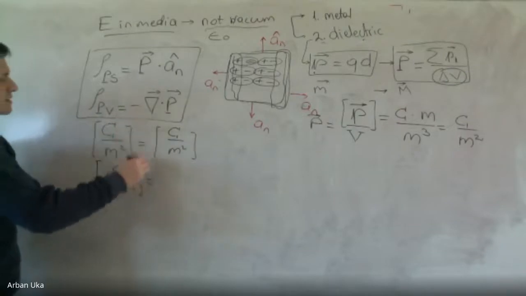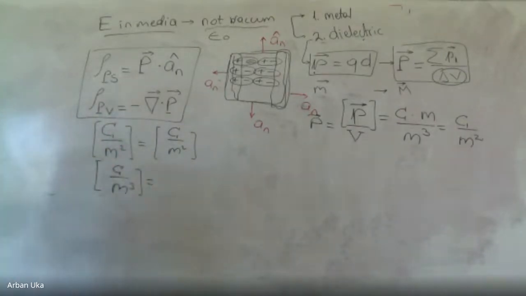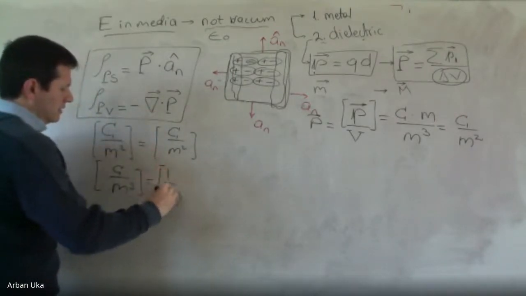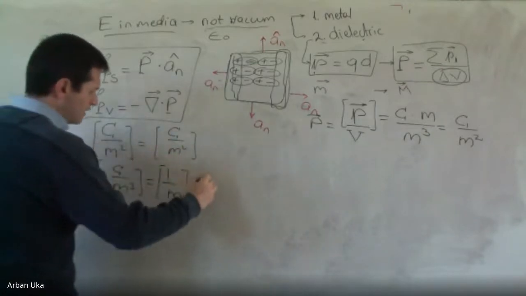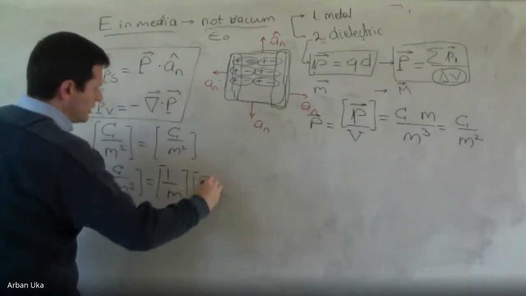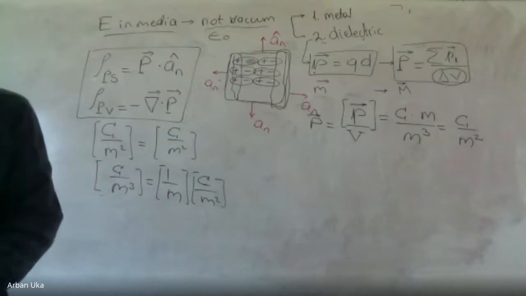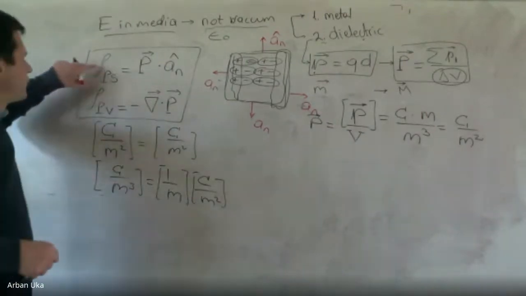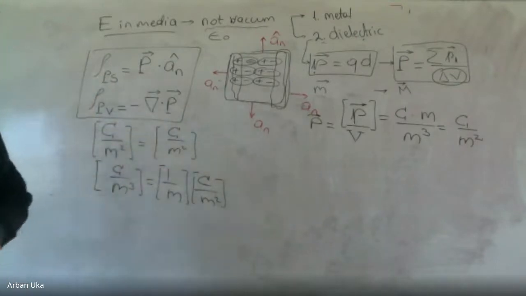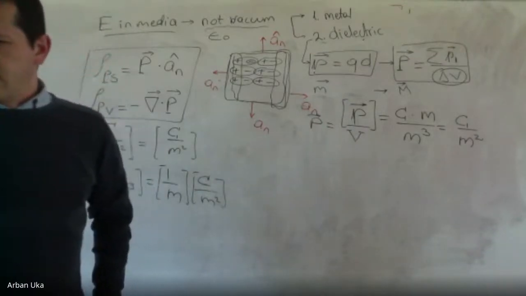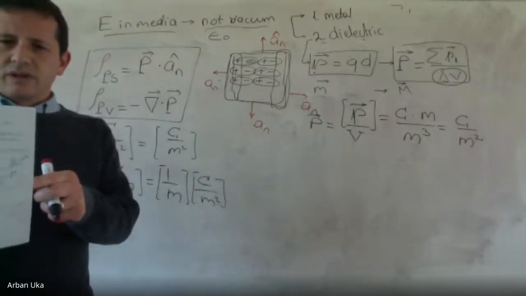and this is equal to minus, let's leave the minus sign out, we are just considering the units, the unit of the del operator is 1 over m, and the unit of the polarization vector is Coulomb per meter squared. So we get the same units on both sides of the equations. And of course, there are ways we can prove these two expressions. We can prove why these two are true. The proof comes from the postulates of the electric field again.